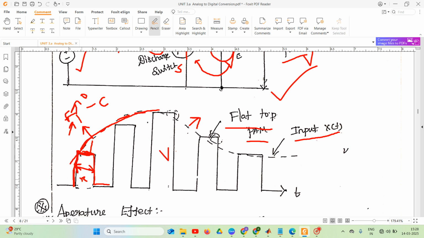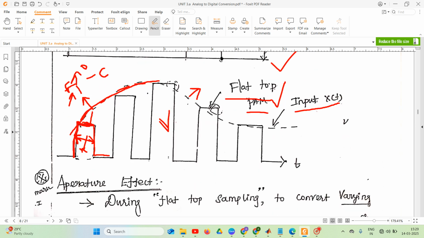It is very low, right? The height is low, minimum, right? When compared to this rectangular pulse. Why is the rectangular pulse here bigger than this one? Because my maximum amplitude of input signal is high. That's why we are getting a maximum height of rectangular pulse. So in this way, we are generating the flat top PAM signal, right?